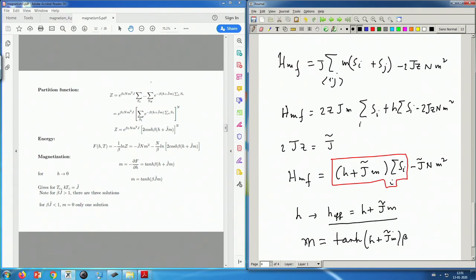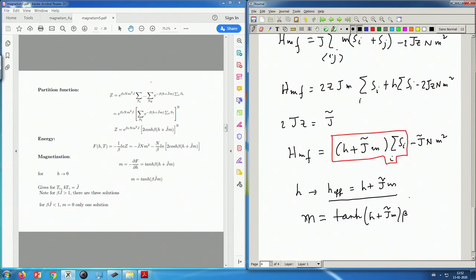So, m depends on itself. Such situations are called self consistency equations, because you have to self consistently determine the correct value of m. So, that is the whole game that one does here. So, if you only had a field without this J tilde m, you would just have tanh of h times beta.